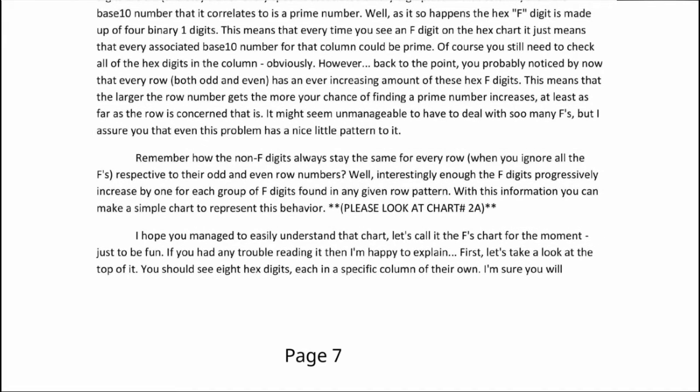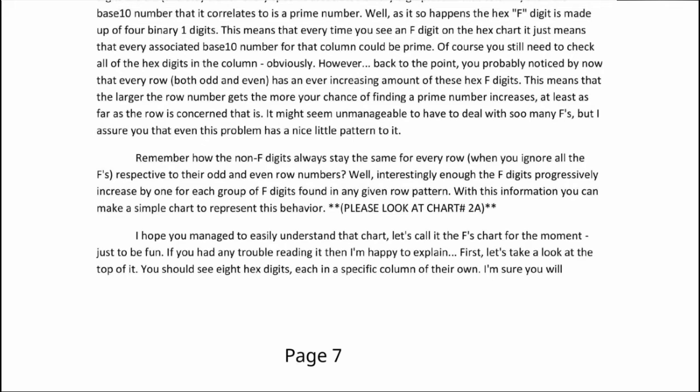Remember how the non-F digits always stay the same for every row, when you ignore all of the F's, respective to their odd and even row numbers. Well, interestingly enough, the hex F digits progressively increase by 1 for each group of F digits found in any given row pattern. With this information, you can make a simple chart to represent this behavior. Please look at chart number 2A. I hope you managed to easily understand that chart. Let's call it the F's chart for the moment, just to be fun.